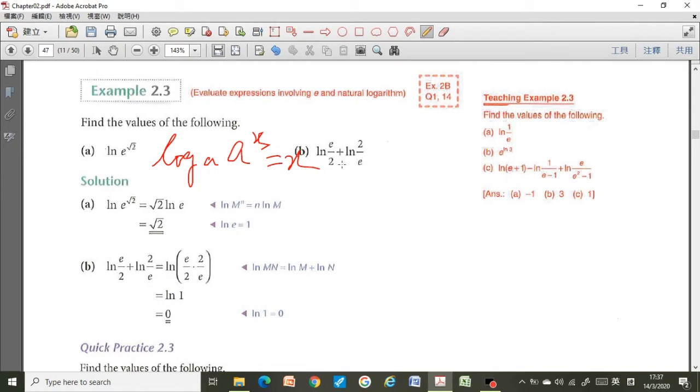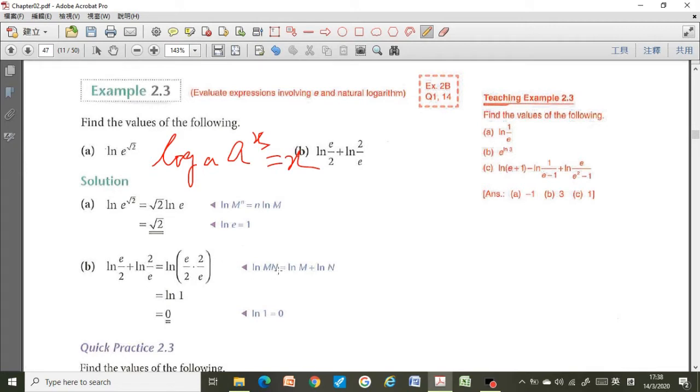The second one, you find that there are two logs added together. By the properties of the addition of two logarithms, don't just think about the left hand side becoming the right hand side. You can also have the right hand side become the left hand side. So we combine the two expressions together by multiplying them and then taking log. Because it is log 1, and log 1 from the definition is 0.